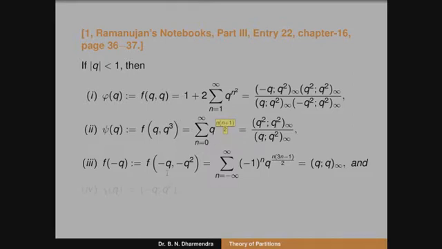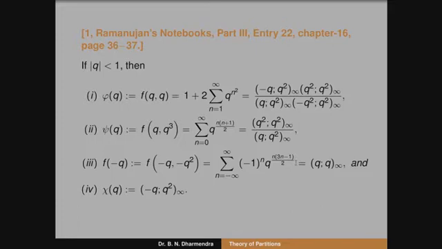The next one is f of minus q, which is equal to f of minus q, minus q squared, equal to the summation n running from minus infinity to plus infinity of minus 1 to the power of n times q to the power of n times 3n minus 1 by 2. This is nothing but what we call a pentagonal number. Therefore, another function Ramanujan defined is chi of q, equal to (minus q; q squared) infinity. This is not a theta function, it is generally in terms of a q-product.